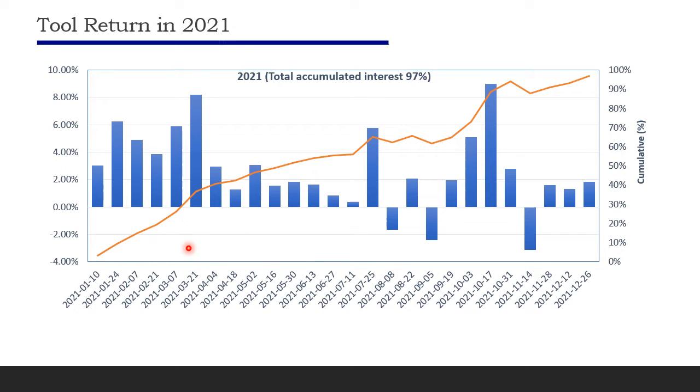2021 was a very good year for trading. As you see, the accumulative return of this method at the end of the year was something around 100%. The minimum return was something about -3%, and the maximum return was around 9%.